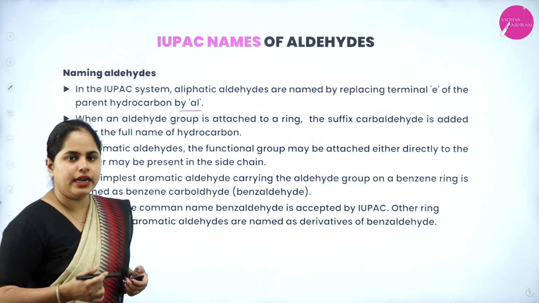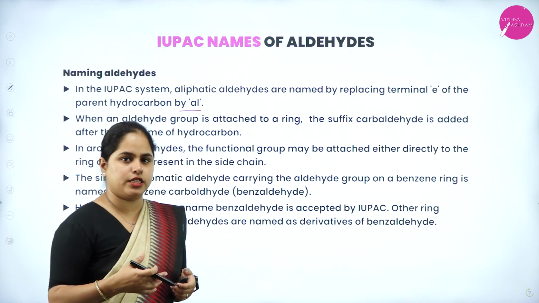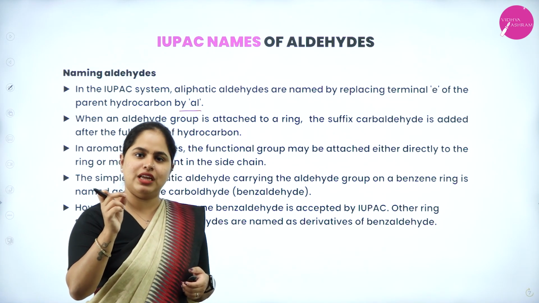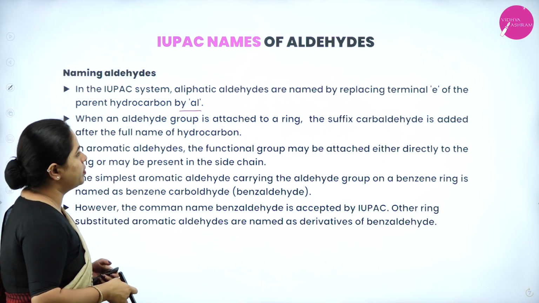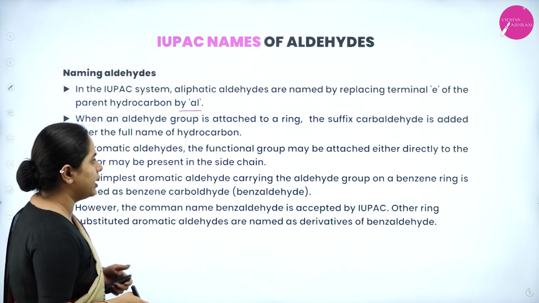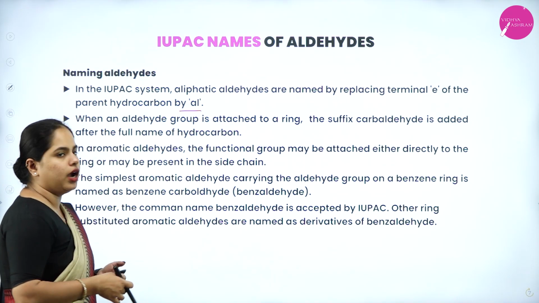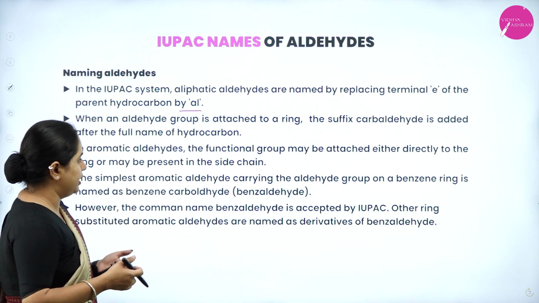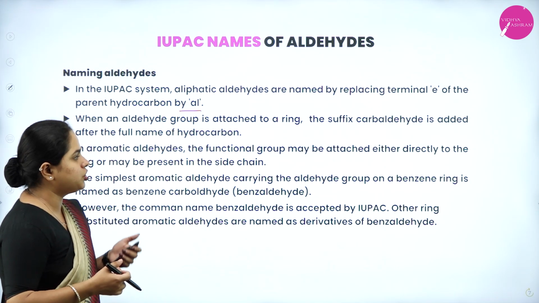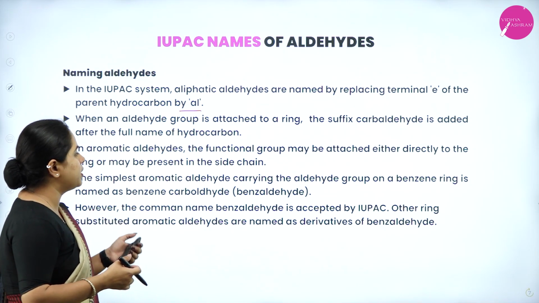Okay, aldehyde: whichever hydrocarbon it corresponds to, we have to remove the E and put Al there as the suffix. When an aldehyde group is attached to a ring, the suffix carbaldehyde is added after the full name of the hydrocarbon. Once we do the examples, it will be clear for you.